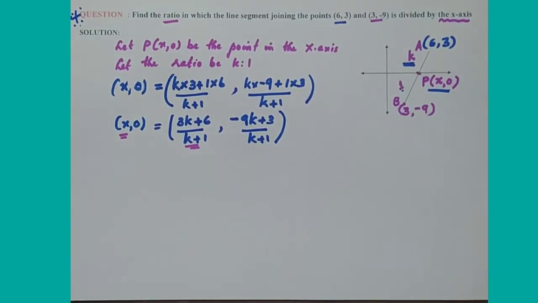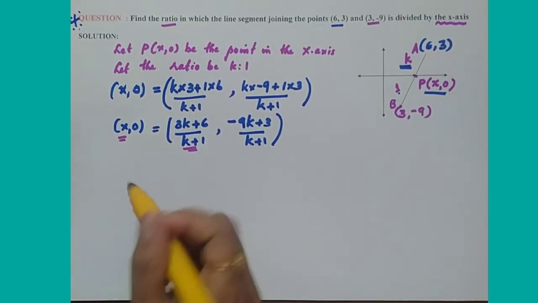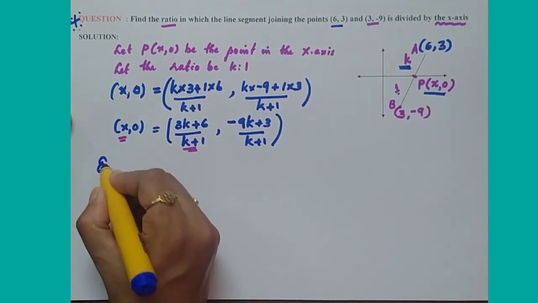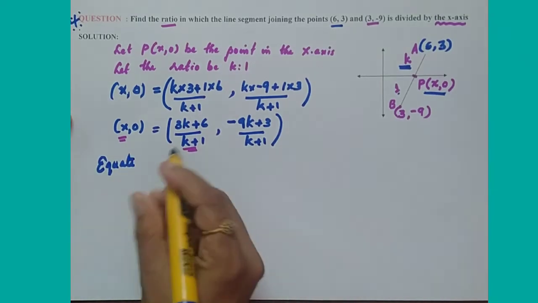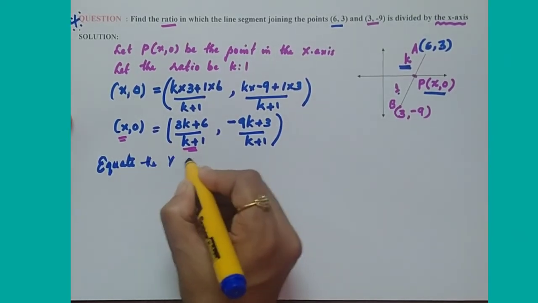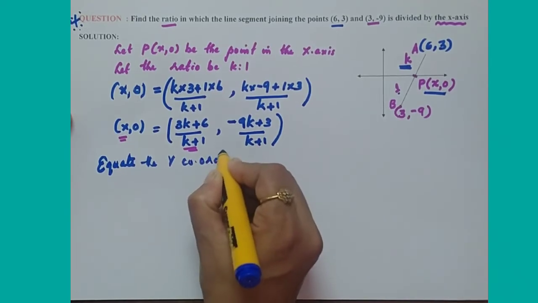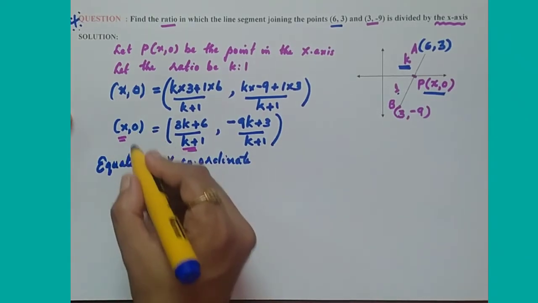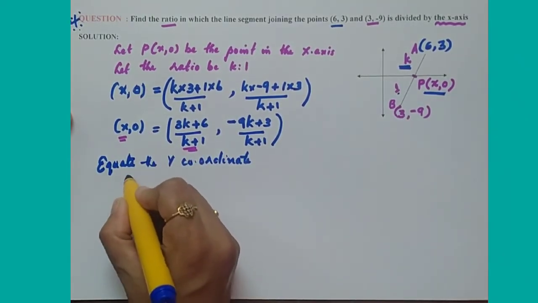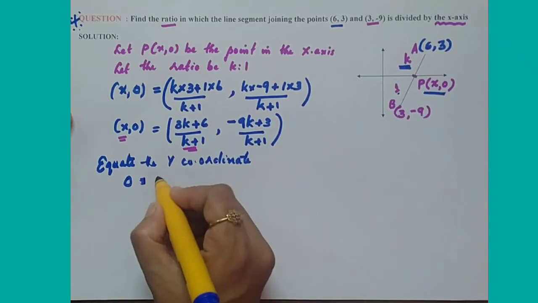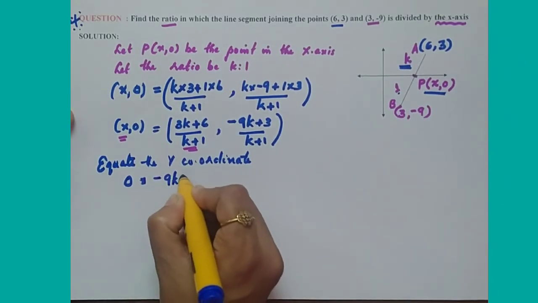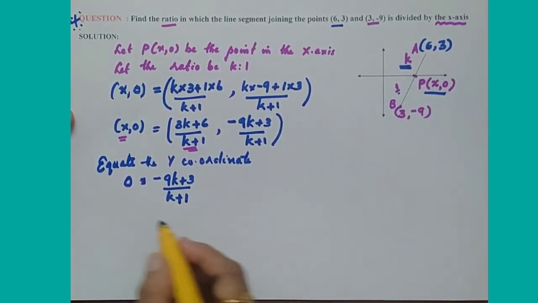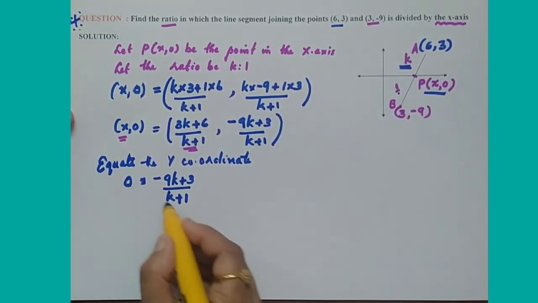So you won't get the answer. But instead, if you equate the coordinate containing 0, which is the coordinate containing 0? Y coordinate. So you need to equate the y coordinate. Why you need to equate the y coordinate? Because the y coordinate contains the point as 0. Equate the y coordinate, we get: what is the y coordinate on the left side? 0 equals. What is the y coordinate on the right side? (Minus 9k plus 3) divided by (k plus 1). This seems to be very easy. Why? Because 0 into any number gives 0.